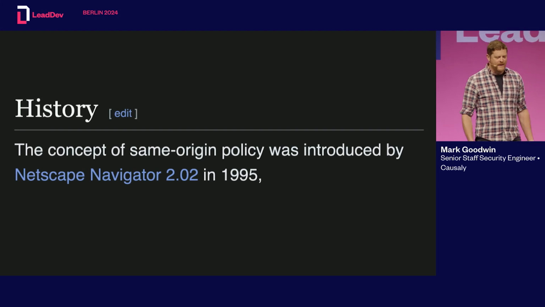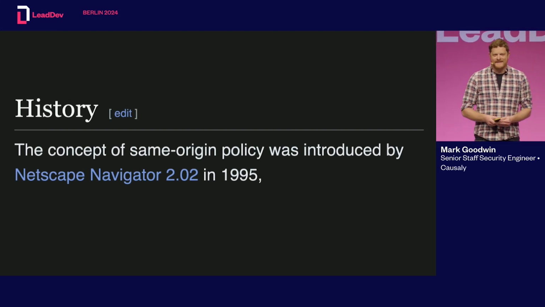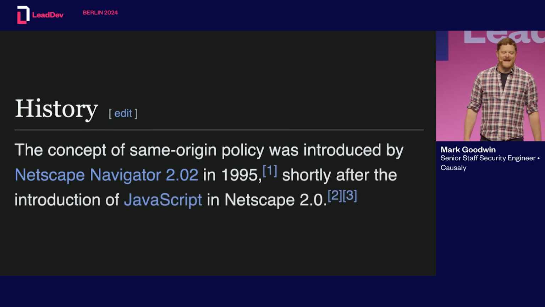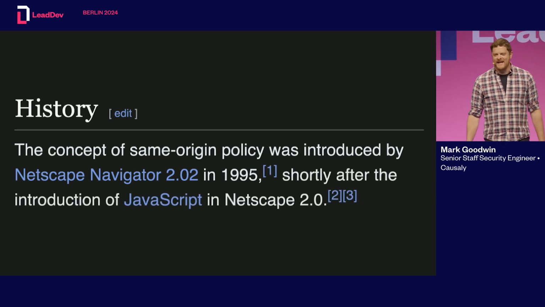So I want to start with a horror story. It's a very short horror story. In fact, it's only one sentence, and it comes from a Wikipedia entry on the same origin policy. And it goes like this. The concept of the same origin policy was introduced by Netscape Navigator in 1995. Some of you know what's coming next. Shortly after the introduction of JavaScript in Netscape 2.